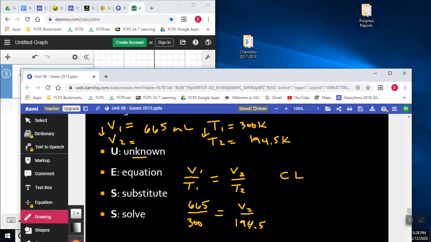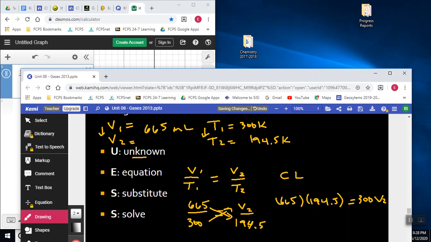Now, to solve this proportion, you have two fractions equal. The easiest thing to do is to cross multiply. So I'm going to multiply this times this: 665 times 194.5 is equal to this times that, which is equal to 300 V.